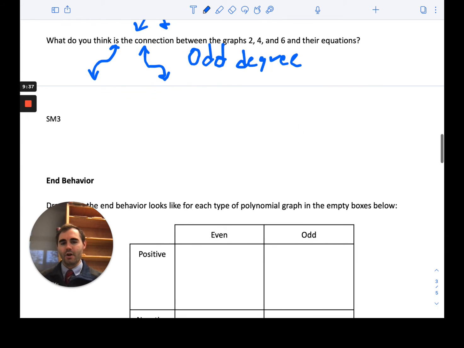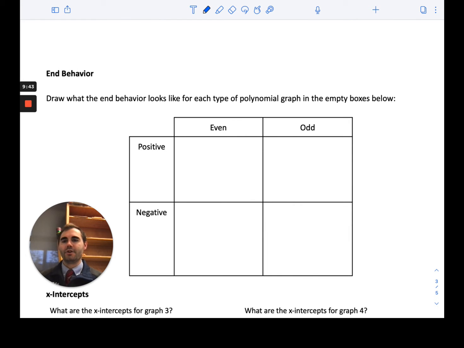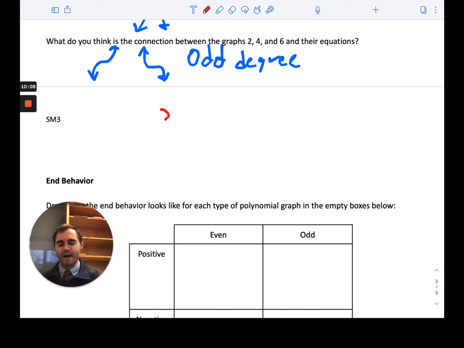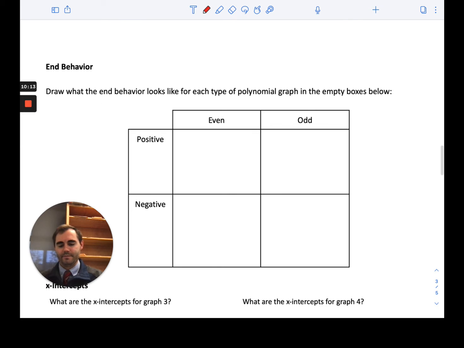Okay, so I've already drawn it here, but this might be helpful to help you keep track of this. So here we now get into this thing called end behavior, right? And we talked about this a little bit in the 3.1 notes. But what I want you to do is draw what the end behavior looks like for each type of the polynomial graph that we've looked at up above. So remember that up above here we have, for our degree, let me change my color here. So the top row here, let me scroll. So this represents the degree.